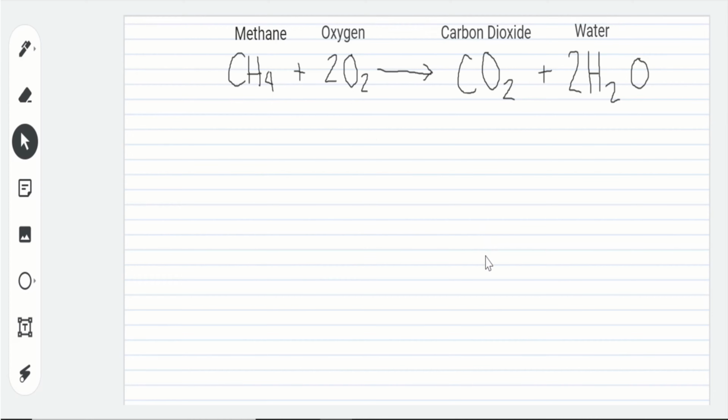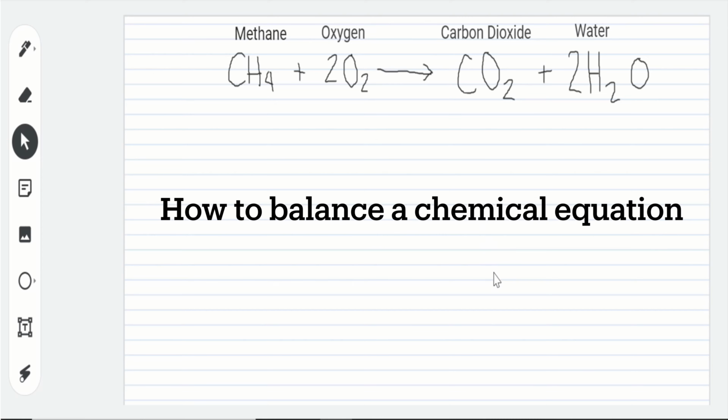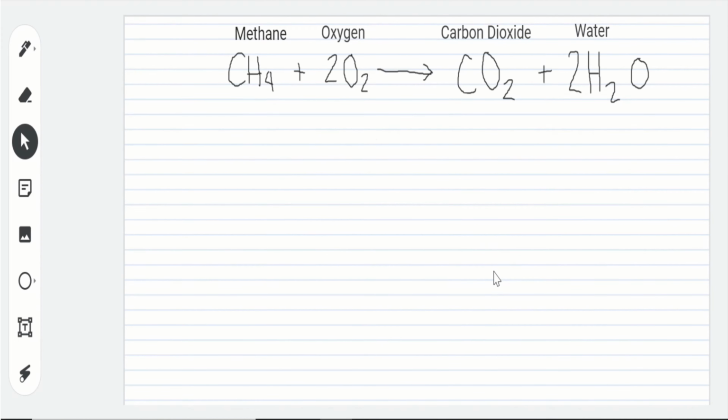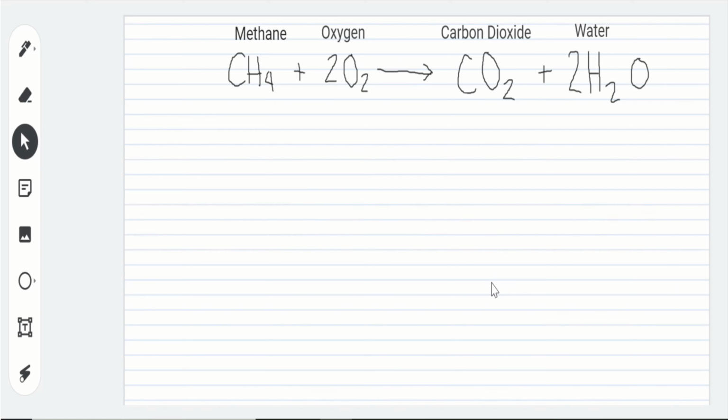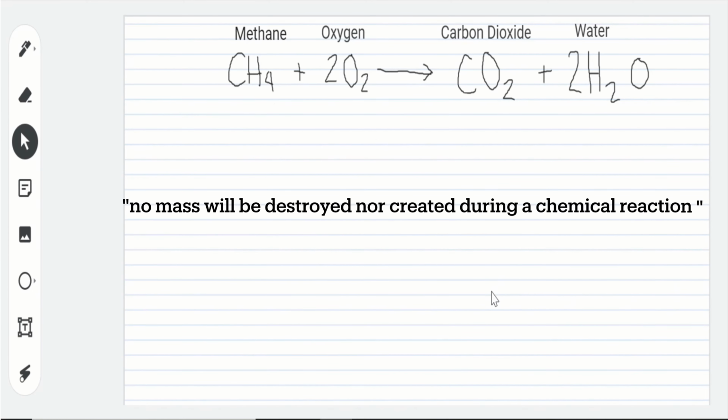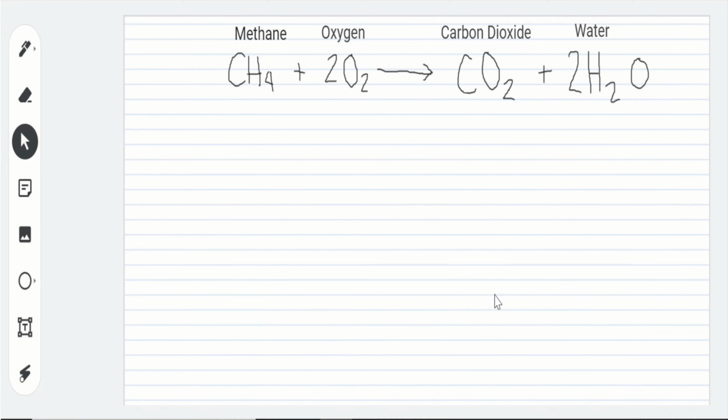So in our previous video lessons, you've learned about how to balance a chemical equation. Again, it's very important to balance a chemical equation because according to the law of conservation of mass, during a chemical reaction, no atoms or mass will be destroyed nor created. What will happen is that the substances will just be rearranged.